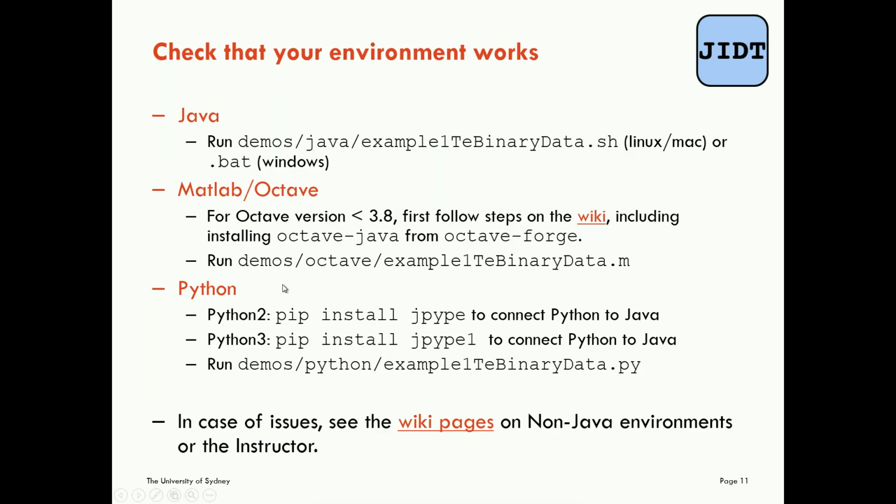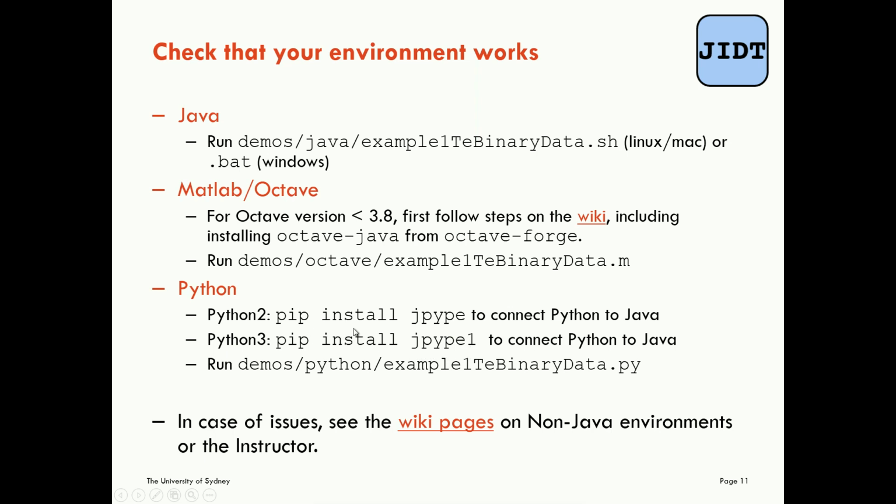The last one I want to check for you is that everything runs okay in Python. Now for Python, we need one extra installation to connect Python to Java. We're going to do that using the JPipe package. There are other ways of connecting Python to Java, but I've chosen to run with the JPipe package here. Now, which package you install depends on whether you're on Python 2 or Python 3. If you're on Python 2, you can just install JPipe. If you're on Python 3, you can install JPipe 1.